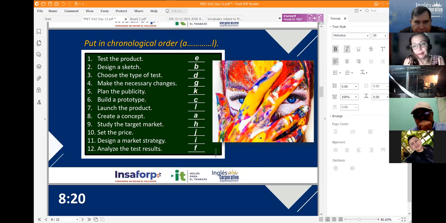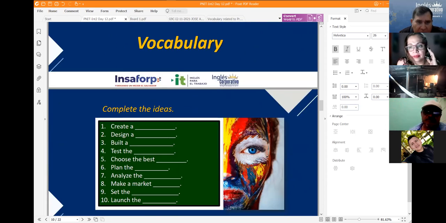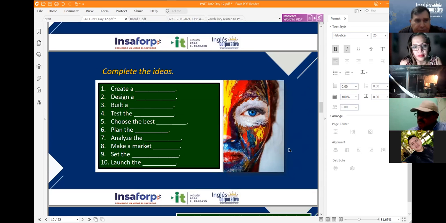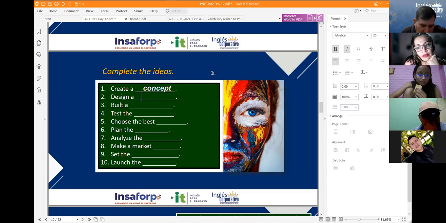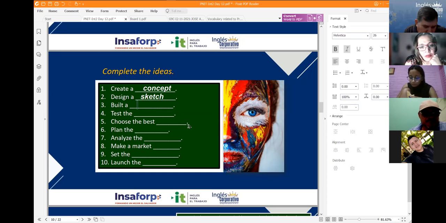Very good. It doesn't obligatorily have to be in this order, but it's a very good order. Excellent. Okay, now let's continue with the next one. Complete the ideas. Create what? A concept. Create a concept. Design a sketch. But build. Prototype.